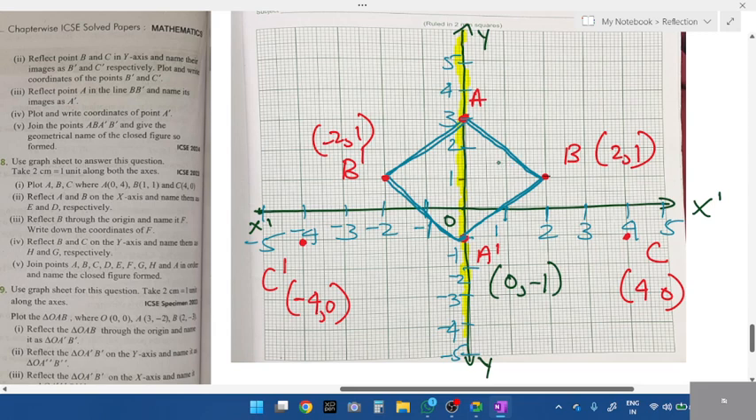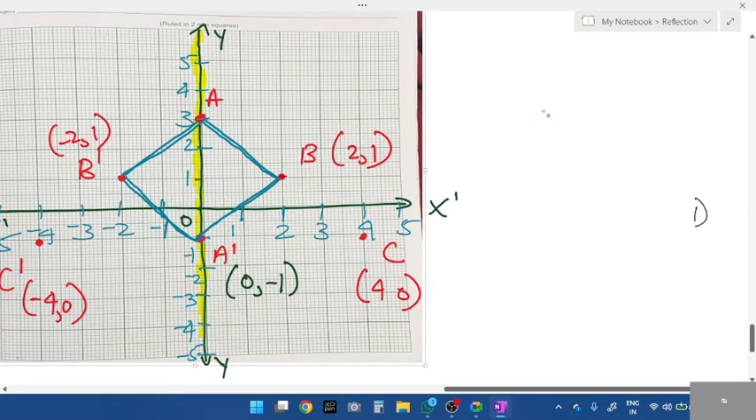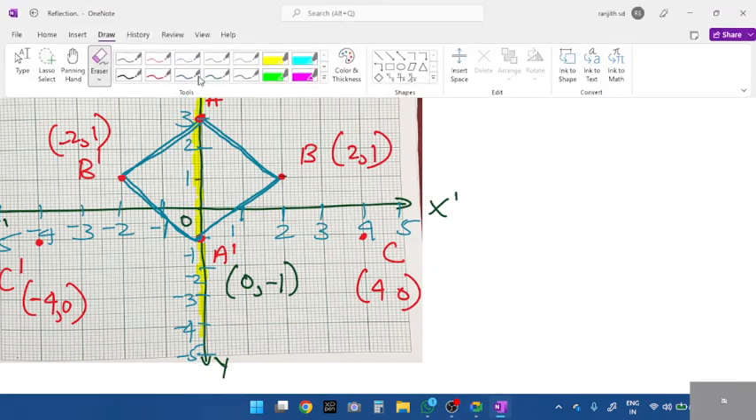All of you will name it. Done? Completed? Okay. They didn't ask us to find area or perimeter, students. I'll just teach one concept. Another 5 minutes, we'll end the class.